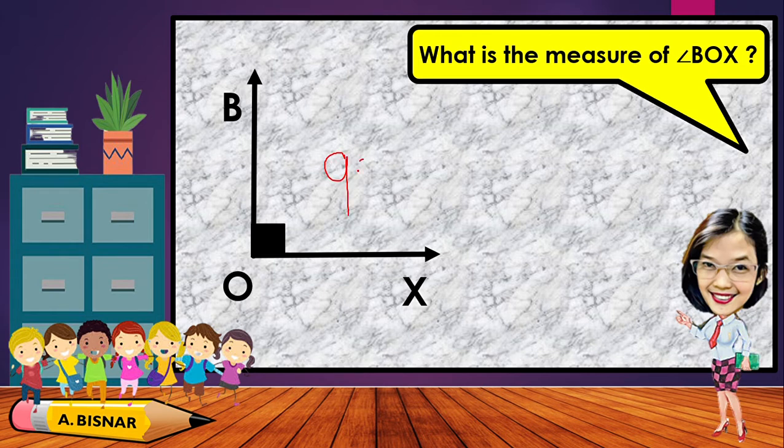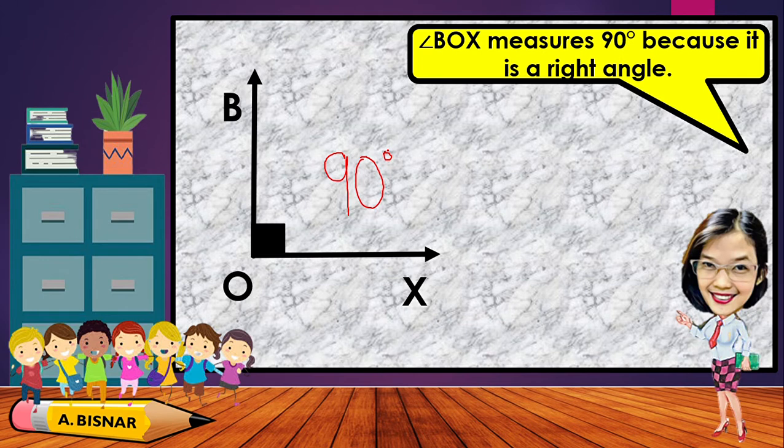Why is it so? This is because angle BOX is a right angle. And if it's a right angle, then it measures 90 degrees. Aside from that, if you see a square-like or a box-like mark near the vertex of a given angle, then it means that the angle is a right angle.